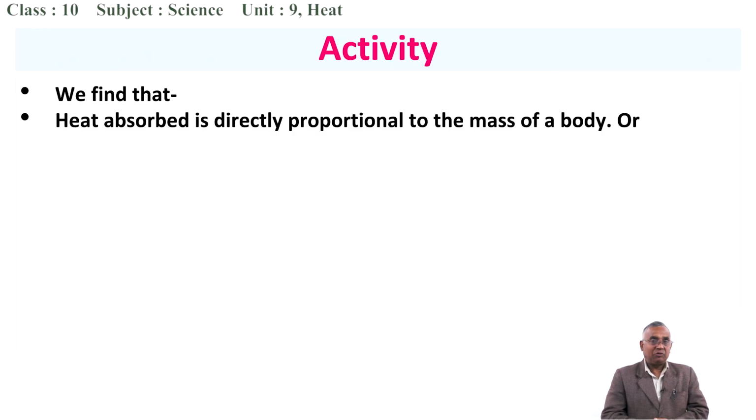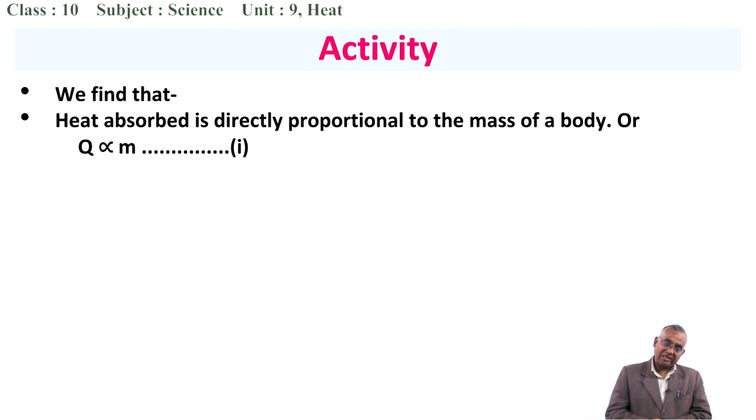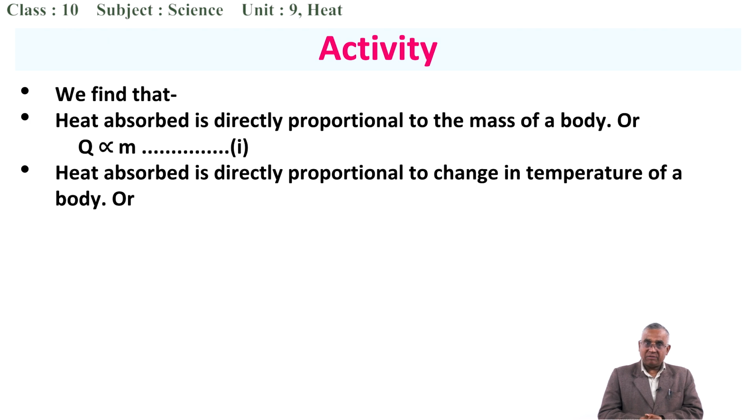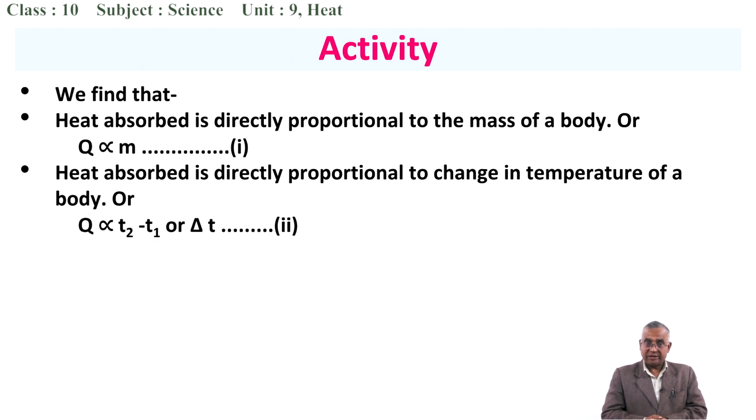Now here we found that heat absorbed is directly proportional to the mass of the body. If mass is more, heat absorbed is more. If mass is less, heat absorbed is less. Consider it equation number 1. The next thing we found is that heat absorbed is directly proportional to the change in temperature of a body. According to the nature of the substance, there was a different capacity of absorbing heat, and the temperature was also different for alcohol and water, you remember. That can be written this way: Q is directly proportional to T2 minus T1, or delta T, which means final temperature minus initial temperature. So it is equation number 2.